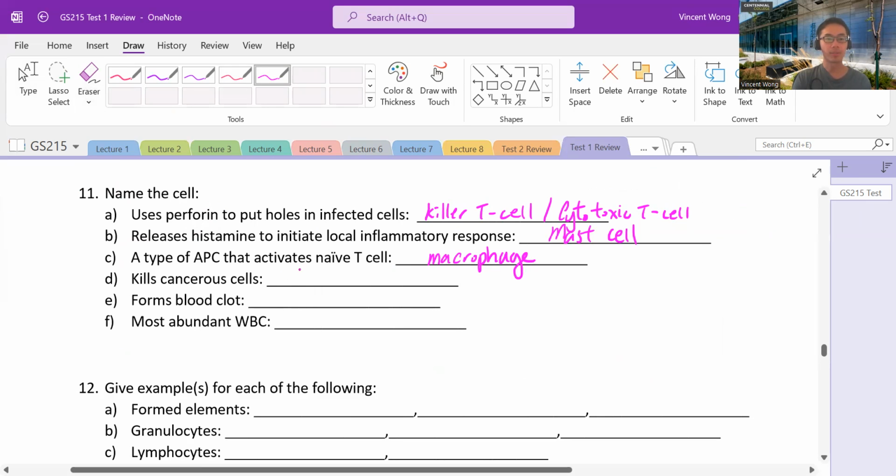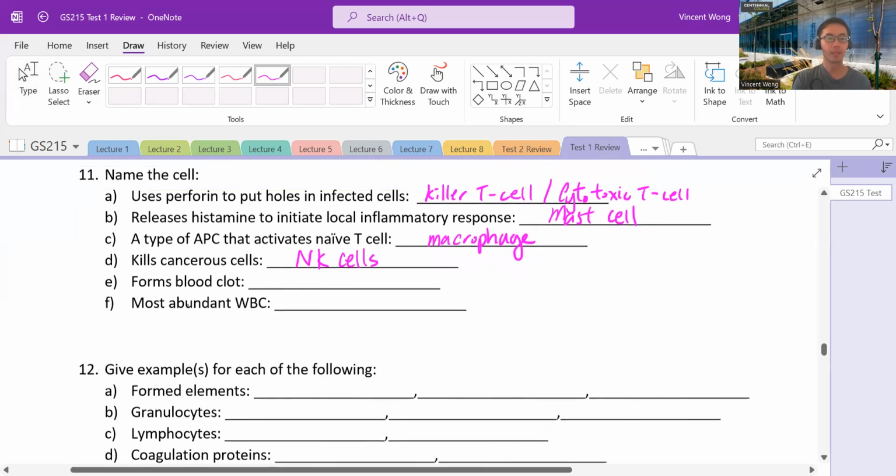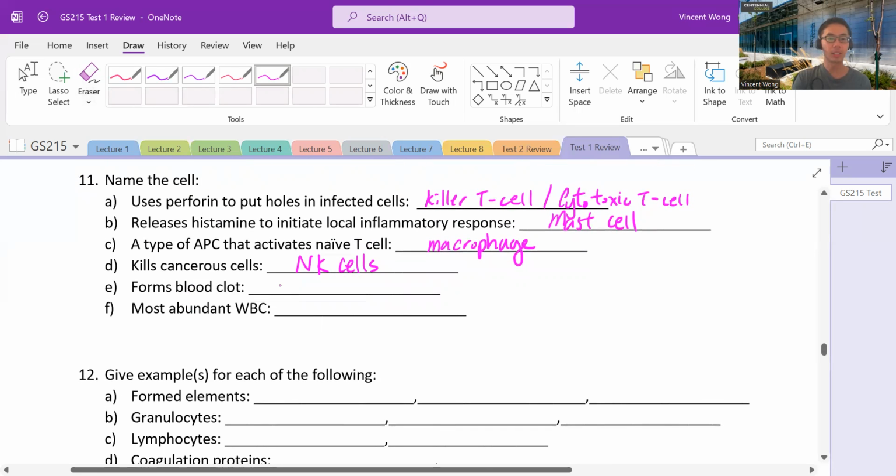Kills cancerous cells. That would be NK cells. You want them to do their job. Forms blood clot. That would be the function of platelets. And the most abundant WBC, that would be neutrophil.